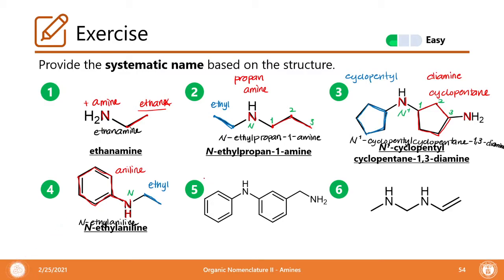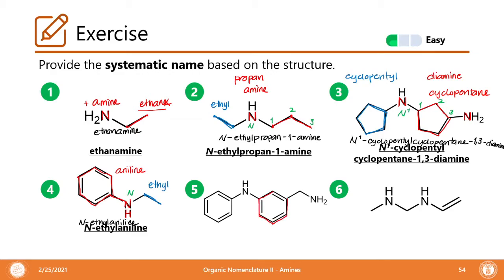Now we have two amines again. But in this case, we cannot set this whole thing as a parent chain. So we have to choose between a benzene ring or this methyl group. Obviously, aromatics are higher in priority over single alkanes, and so this will be our parent chain.